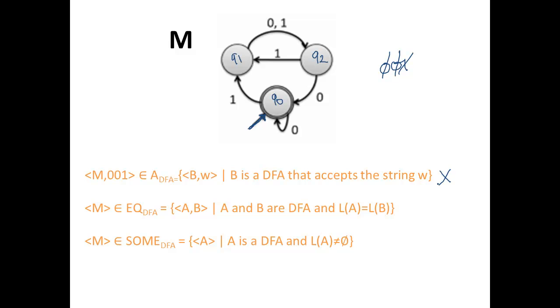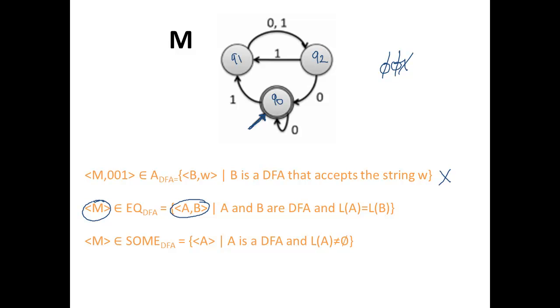The second statement is that the description of M is an element of EQDFA. What is EQDFA? It's the set of strings A, B, where A and B are DFAs, and the language of A is equal to the language of B. Notice the format of strings in EQDFA: it requires 2 DFAs. The string we're presented with as a candidate for that language is only 1 DFA. So this string cannot be in the language.